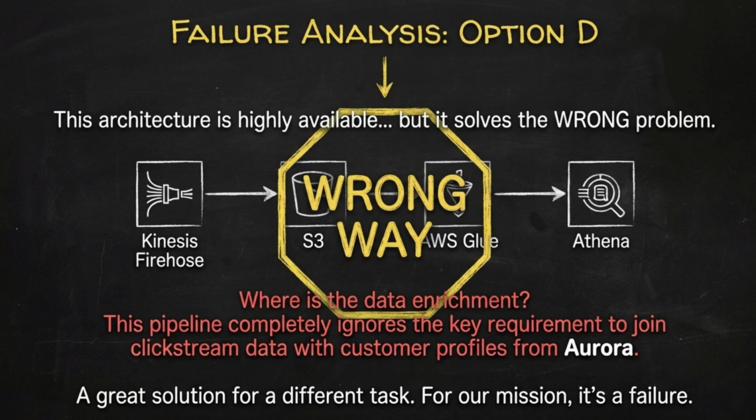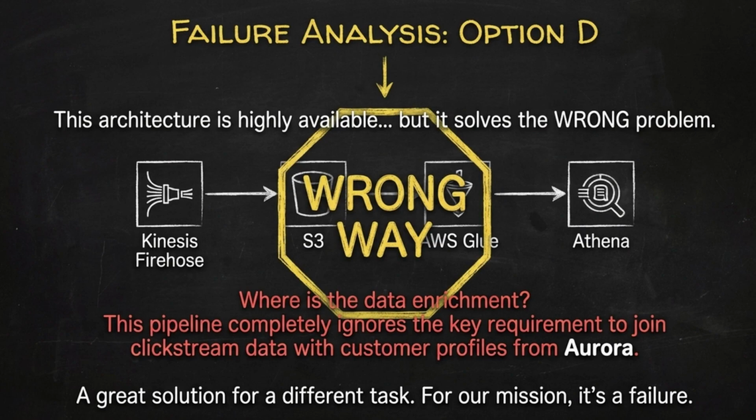From an infrastructure point of view, everything looks pretty good here. Kinesis Data Firehose, fully managed service, highly available. S3, can't get more reliable than this. Glue crawlers automatically determine the schema. Athena, serverless query engine. Looks solid, right? But let's go back to the requirements.